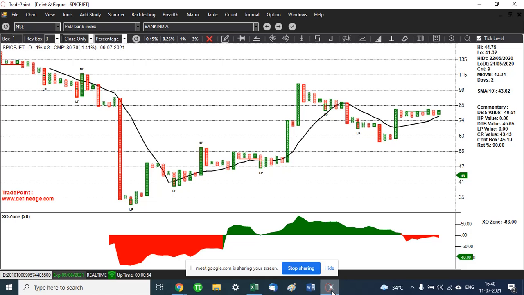The whole idea behind point and figure is to make everything as objective as possible and not leave it to the user's discretion. So there's a pattern called a 45-degree trend line. We can run this 45-degree trend line on significant patterns like an anchor column or a high pole. On all of these, we can run a 45-degree trend line. So if we draw a 45-degree trend line from this anchor column, we find on the 1% box value chart of SpiceJet that it might just be breaking out of this 45-degree trend line.